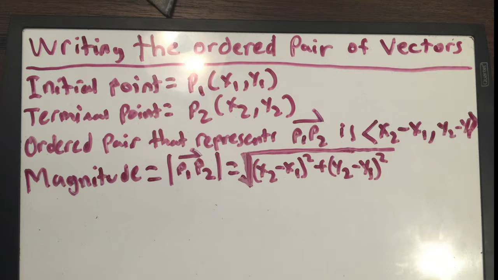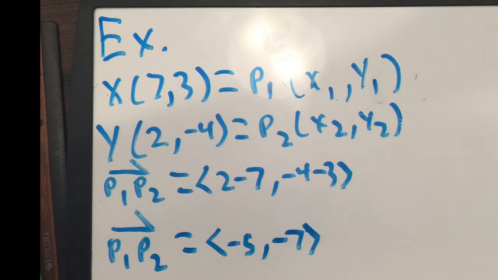Writing the ordered pair of vectors. The initial point is P1, x1, y1. The terminal point is P2, x2, y2. An ordered pair that represents P1P2 is x2 minus x1, y2 minus y1. Magnitude is the absolute value of P1P2, which is the square root of x2 minus x1 squared plus y2 minus y1 squared.